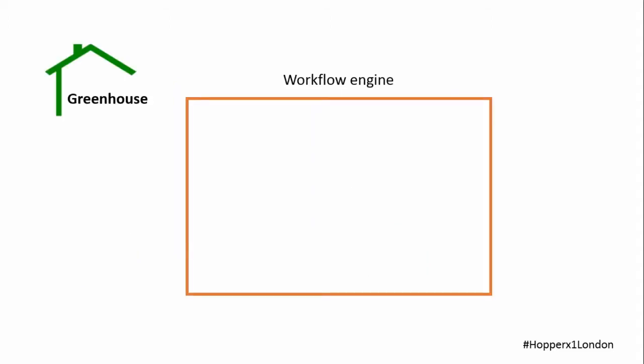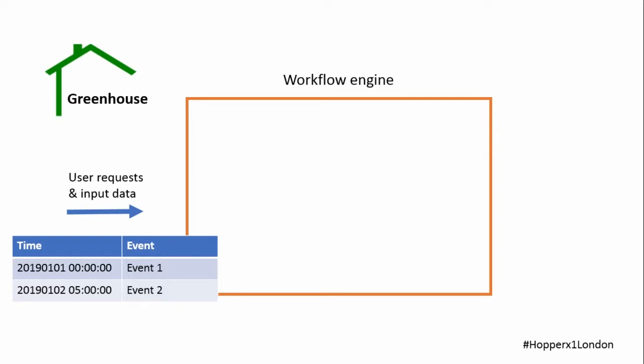Conceptually, Greenhouse is a workflow engine that runs common data science workflows in our research process. Users provide the input data they're interested in researching and make requests describing the type of analysis they want to do and the workflows they want to run on their data. This input data is a time series where time is the ordering key, and usually the data describes some real-life set of events.